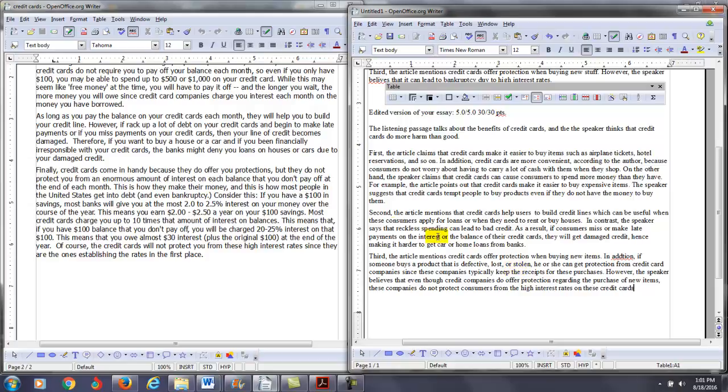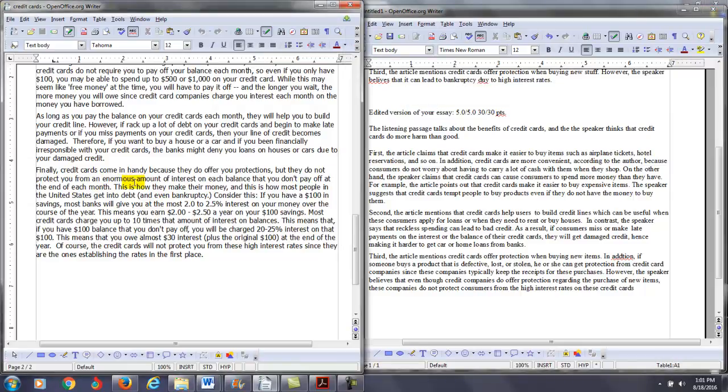So you talked about bankruptcy. It says they do not protect you from an enormous amount of interest on each balance that you don't pay off at the end of each month. That's how they make their money. And this is how most people in the United States get into debt and even bankruptcy, which is true.